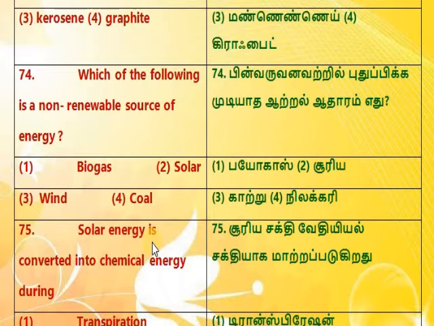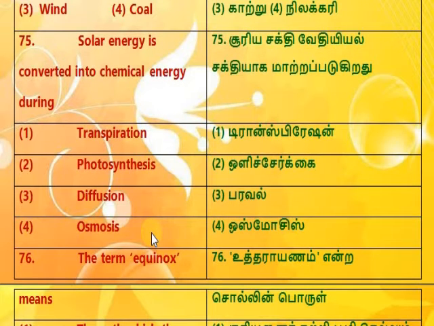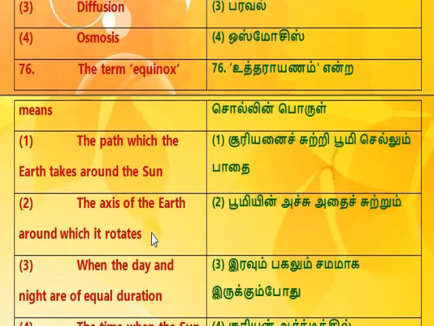74. Which of the following is a non-renewable source of energy? 1. Biogas, 2. Solar, 3. Wind, 4. Coal. 75. Solar energy is converted into chemical energy during 1. Transpiration, 2. Photosynthesis, 3. Diffusion, 4. Osmosis.